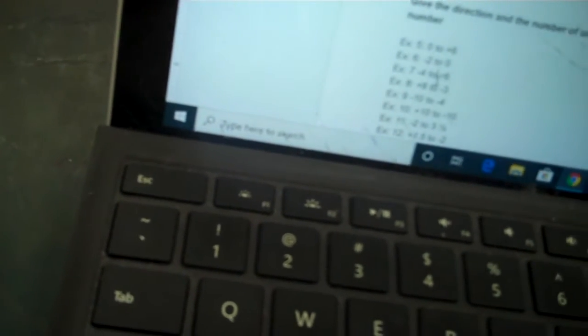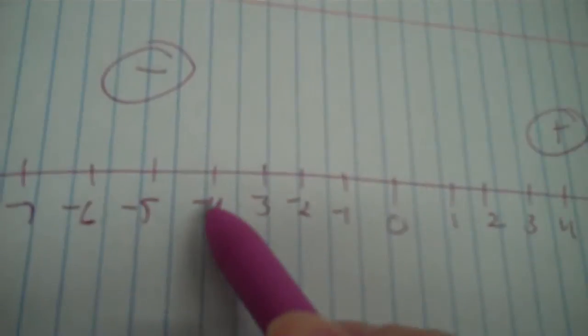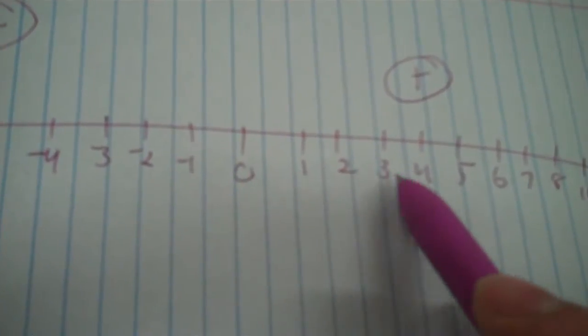Okay, example 6, negative 2 to 0. So from negative 2 to 0, I'm moving the positive direction, and I'm moving 2. Okay, example 7, we've got negative 4 to, typo, negative 4 to positive 6. Negative 4, you're moving again in the positive direction, and you'd have to go 1, 2, 3, 4, 5, 6, 7, 8, 9, 10. Okay, so positive 10.